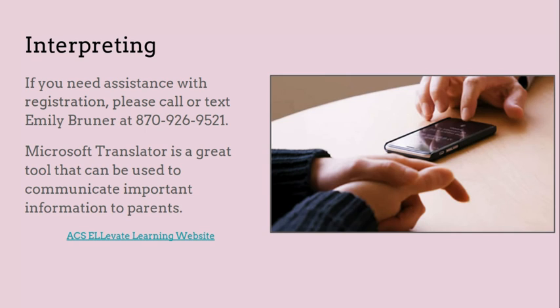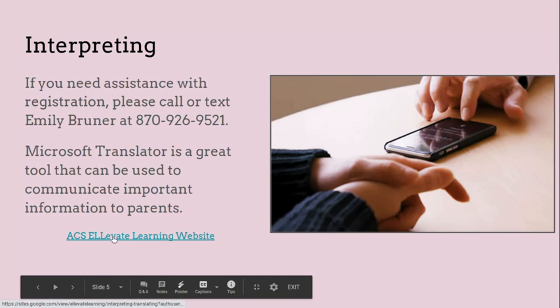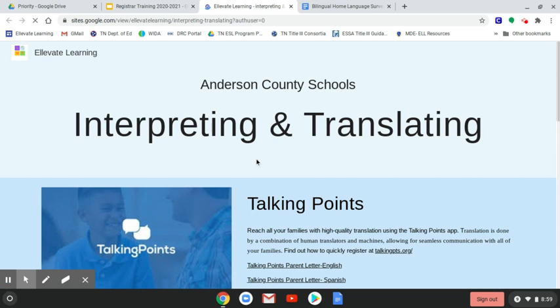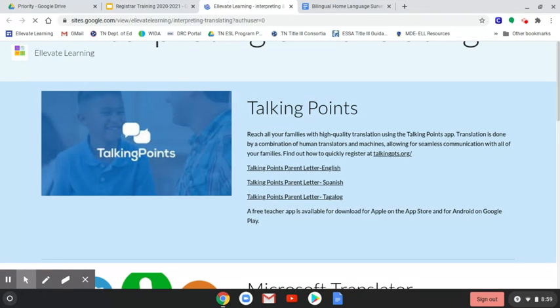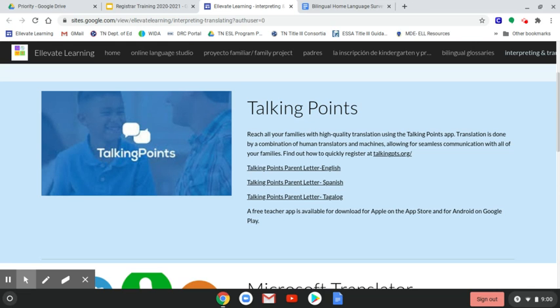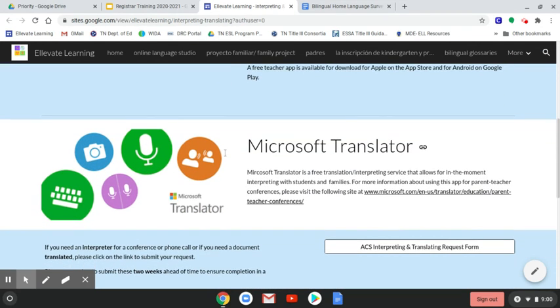If you need assistance with interpreting during registration, please call or text Emily Bruner at 870-926-9521. Also, Microsoft Translator is a great tool that can be used to communicate important information to parents, and that is available on the Anderson County Elevate Learning website, and I'm going to show you right where this is. So here is the website. I will put the link in the description box below the YouTube video. But if you'll scroll down, Microsoft Translator is right here. So this is an app if you would like to use this on your phone to be able to answer questions with parents.